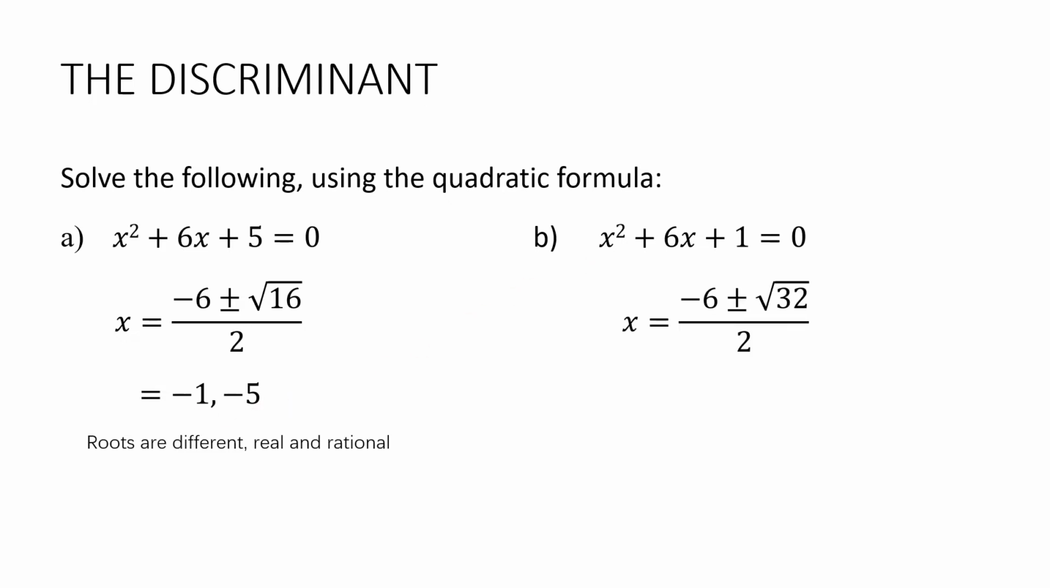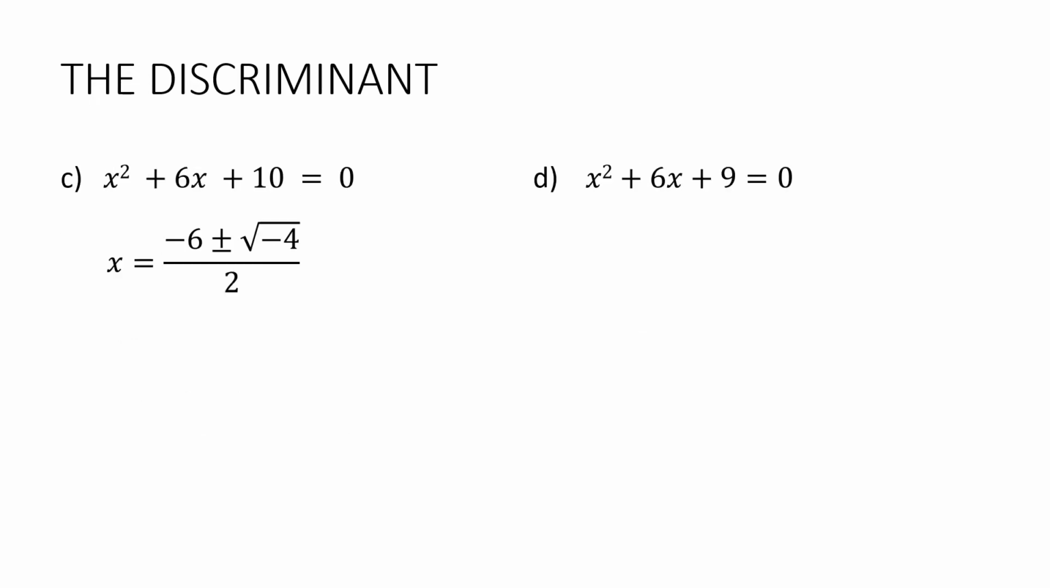In this case, I end up with x is equal to negative 6 plus or minus the square root of 32 all over 2. And putting this into my calculator, I end up with negative 0.17 and negative 5.83. And we say in this case the roots are different. They are real numbers, but they are irrational. And with this one we get x is equal to negative 6 plus or minus the square root of negative 4 all over 2. And we can't have a negative under the square root, so we say that the roots are not real. They don't exist.